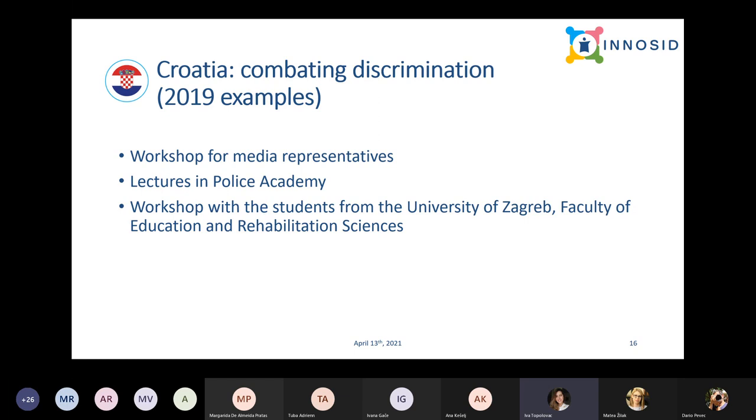I think the workshop for media representatives was extremely important, since media representatives are the ones whose perception of people with disabilities is extremely important, as they are the ones that can take that perception and pass it on to us. Also, at the Faculty of Education and Rehabilitation Sciences, the public defender has presented some common grounds for complaints by people with disabilities and explained the rights and actions to take in case of discrimination on the basis of disability. And yes, of course, there were lectures at the police academy as well.